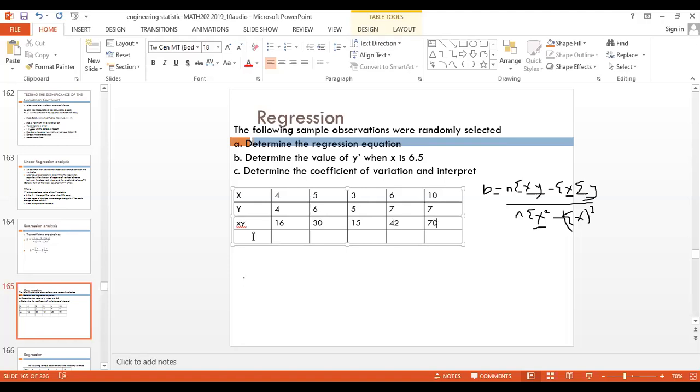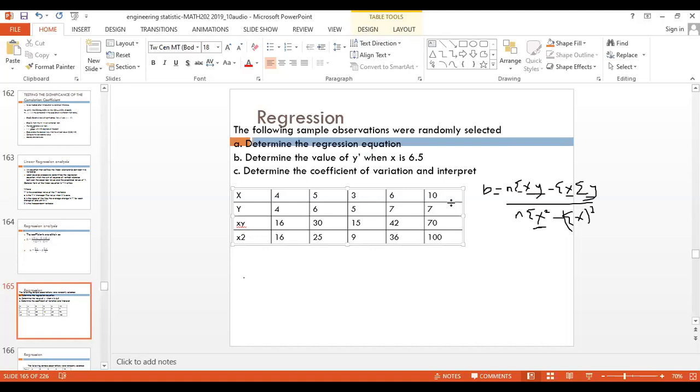Then next we're going to have x squared. So x squared will be 4 squared is 16, 5 squared is 25, 3 squared is 9, 6 squared is 36. 10 squared is 100.